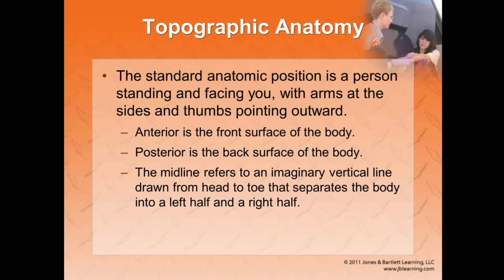When talking to a patient and identifying where their illness or injuries are, there is a standard anatomic position in which the person is standing and facing you. Their arms are at the sides and their thumbs are pointed outward. When you're standing looking at the patient, the front of their body is the anterior and the back of their body is the posterior. When looking at this patient, there is an imaginary midline that starts from the top of the head and goes all the way down to the feet, separating the patient's right and left halves of the body. That line is referred to as the midline.